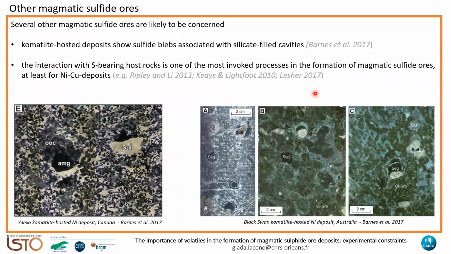So several other magmatic sulfide ores are likely to be concerned, because silicate-filled cavities are also observed in komatiite-hosted deposits associated with sulfide blebs, as you can see here in Canada or in Australia. And as I told you before, the interaction with sulfur-bearing host rock is one of the most invoked processes in the formation of magmatic sulfide ores, at least for nickel-copper deposits.